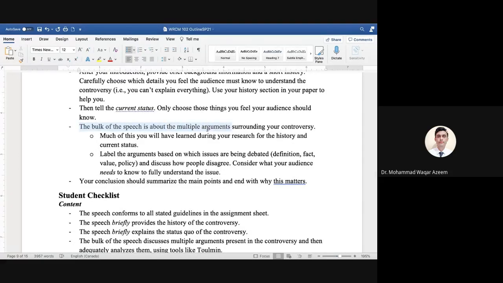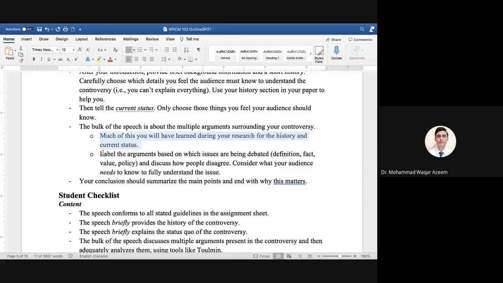So the bulk of the speech is about the multiple arguments surrounding your controversy, right? The arguments written by other people, but then which you have used in your own controversy analysis paper as well. So much of this you will have learned during your research for the history and current status. So you don't have to do new research. You don't have to do a new writing, right? So it is the same assignment that you have done, but you need to rework it a little bit so that you can take out the main points out from it and then present those points in the form of speech.